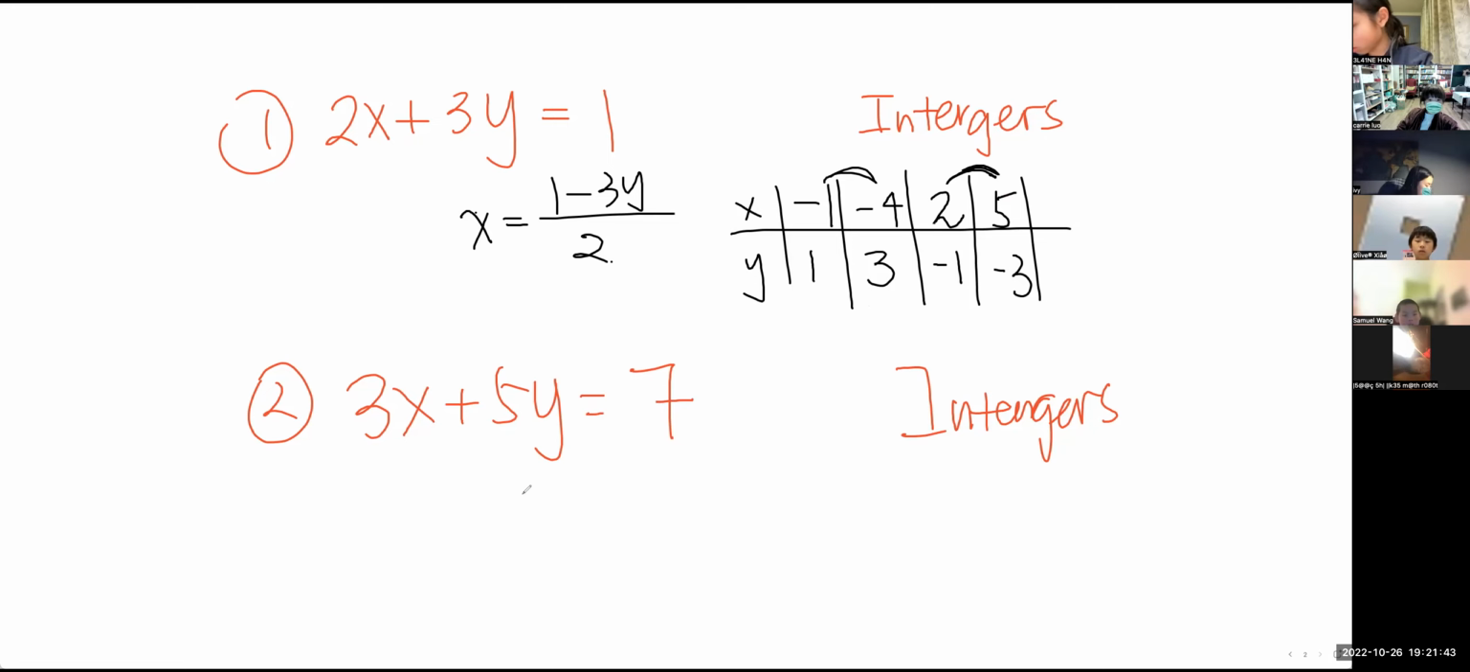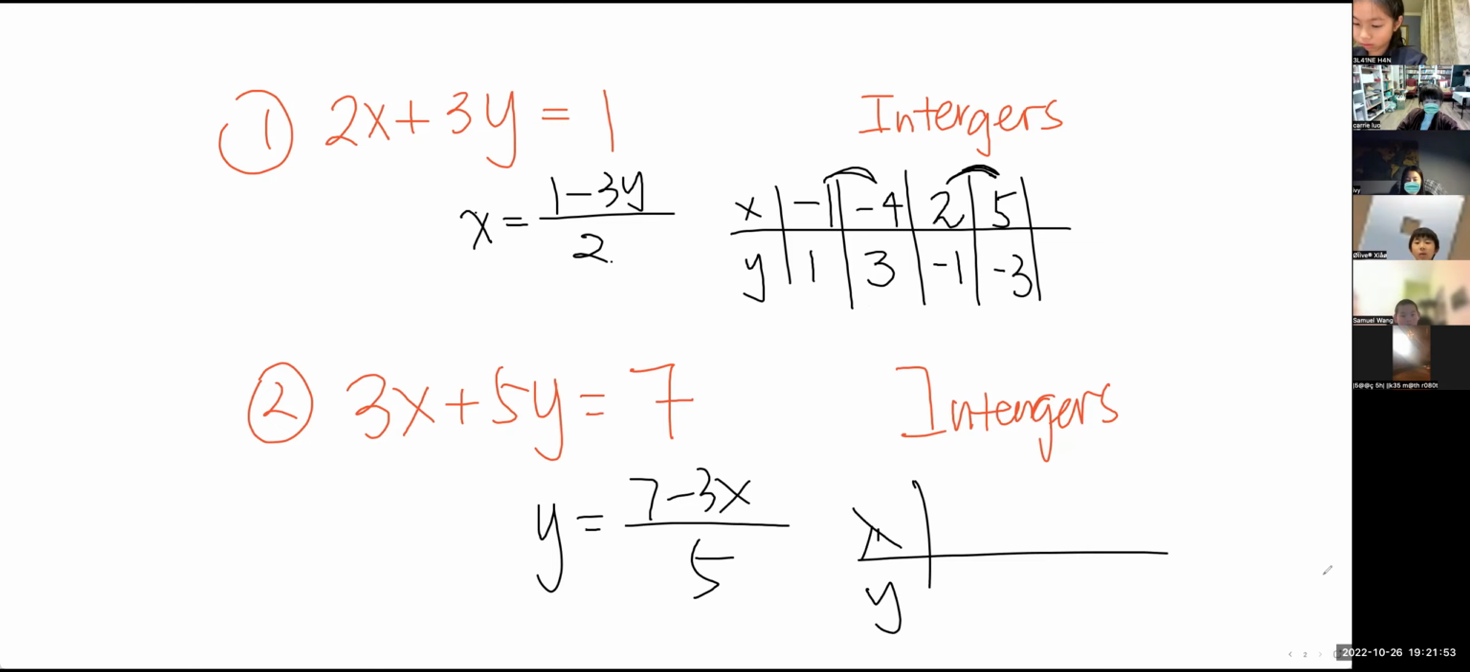Okay, so the next question will be the same. I'm going to do y equals (7 minus 3x) over 5. So that's the same thing. Make a list and do the same thing. Do you want one answer in which x can equal one number and y can also equal one number?